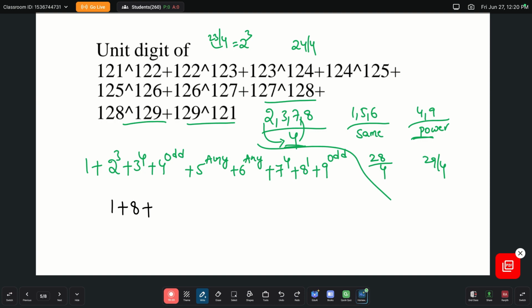Again 29 divided by 4, the remainder will be equal to 1. 8 power 1. Again 9. In 9 we need to check whether the power is even or odd. 121 will be an odd number. 9 power odd.